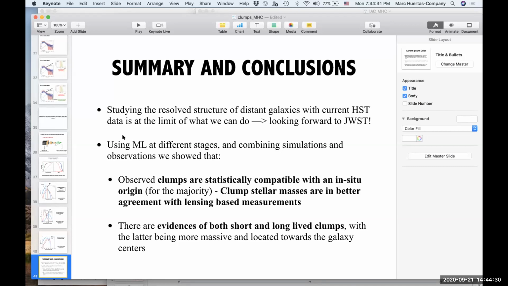So this is again assuming that the clumps we detect are in situ, which goes in the direction of what we measure with the mass function. Okay, thank you.